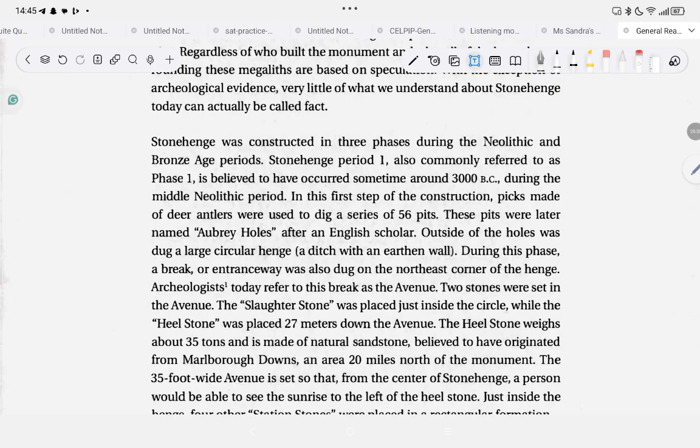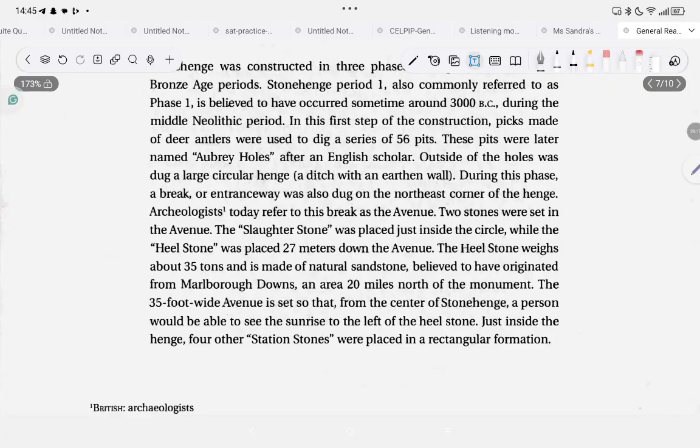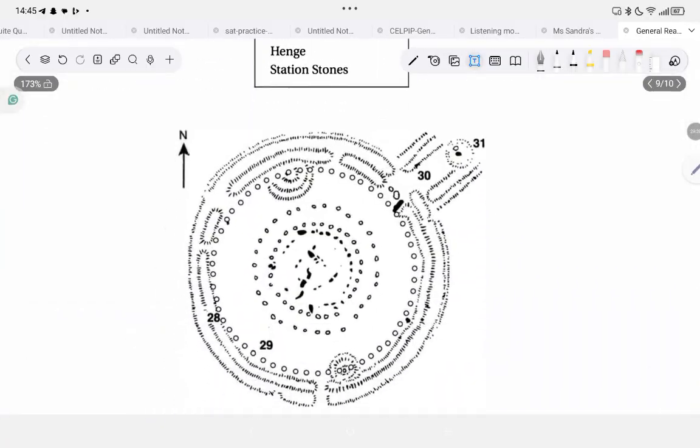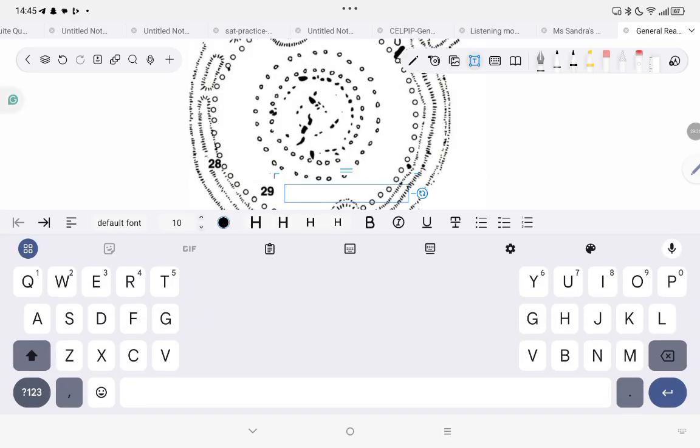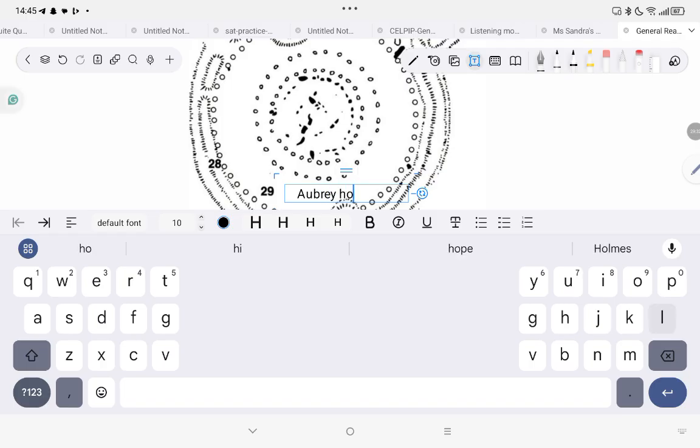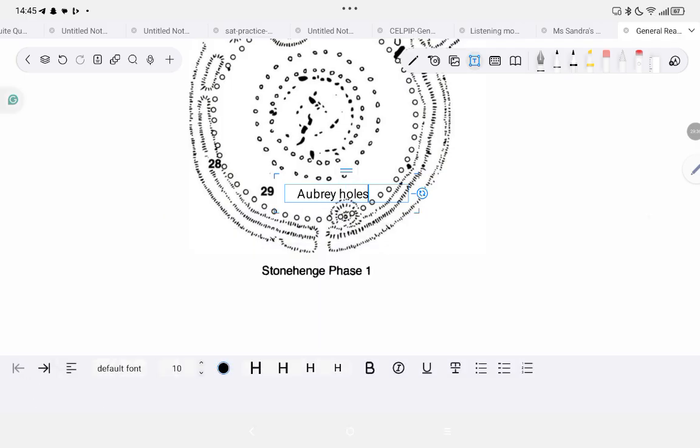Stone Age period 1, also commonly referred to as Phase 1, is believed to have occurred sometime around 3000 BC during the Middle Neolithic period. In the first step of the construction, picks made of deer antlers were used to dig a series of 56 pits. These pits were later named Aubrey holes. So 56 pits, Aubrey holes. That should be 29. 29 is Aubrey holes. That's how to get this kind of question.